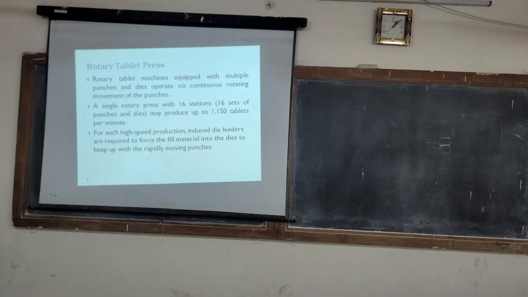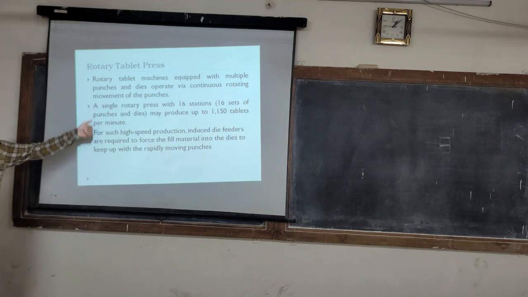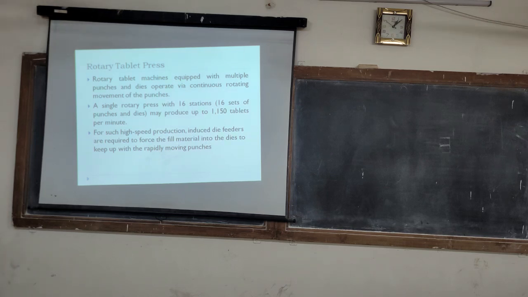The rotary tablet machines are equipped with multiple punches and dies, which operate via continuous rotating movement of the punches and dies. A single rotary press with 16 stations, that is 16 sets of dies and punches, may produce up to 1150 tablets per minute. For such high-speed production, induced die feeders are used. To improve the flow, we use induced die feeding, which can be induced by either rotation or vibration. There are two mechanisms possible: rotation and vibration.